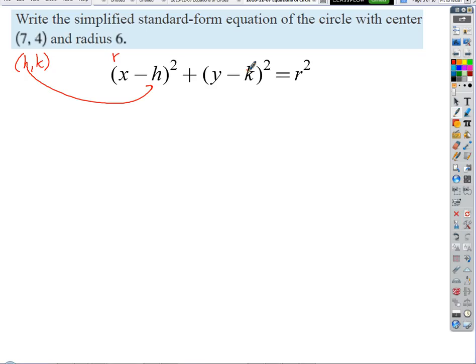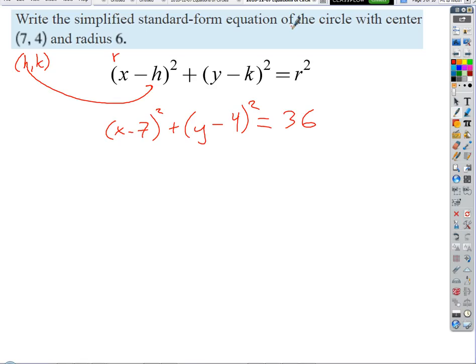And r goes there. So we just end up with (x minus 7) squared plus (y minus 4) squared equals 6 squared. What's 6 squared? 36. So that's it. That is the equation for the circle described right there.